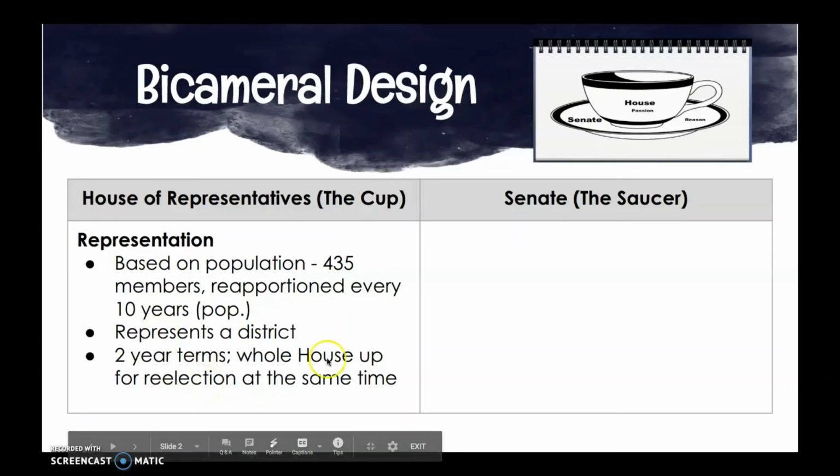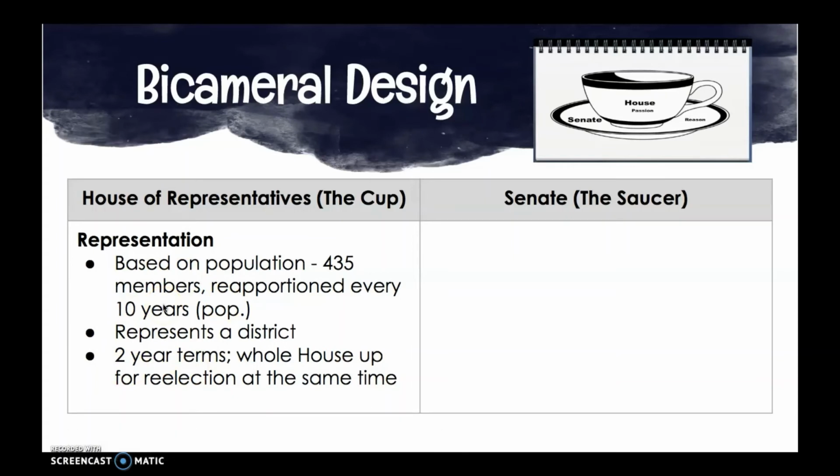They have to listen to the passions of the people as well. It's not as consistent as we will see with the Senate. Now, the Senate is known as the Millionaires Club. The Senate is seen as more of an elite body of Congress.